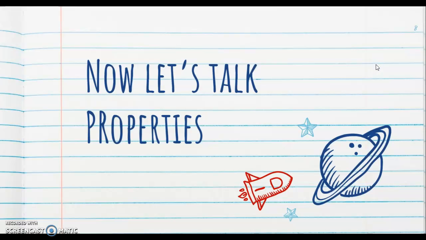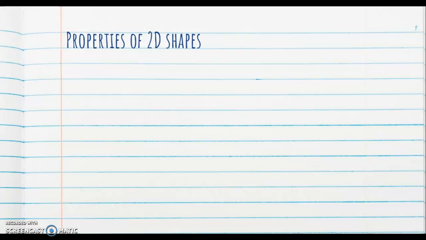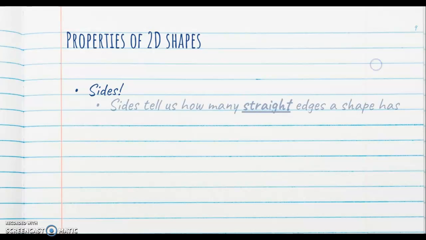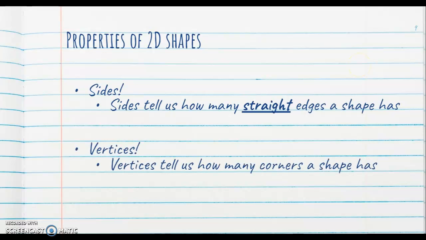Now let's talk about their properties. So 2D shapes have two different properties. They have sides, and sides tell us how many straight edges a shape has. That's so important, guys. Sides tell us how many straight edges a shape has. Okay. The second property that we have is vertices. Vertices tell us how many corners a shape has. So we're going to use these two properties and we're going to talk about how they apply to different shapes.